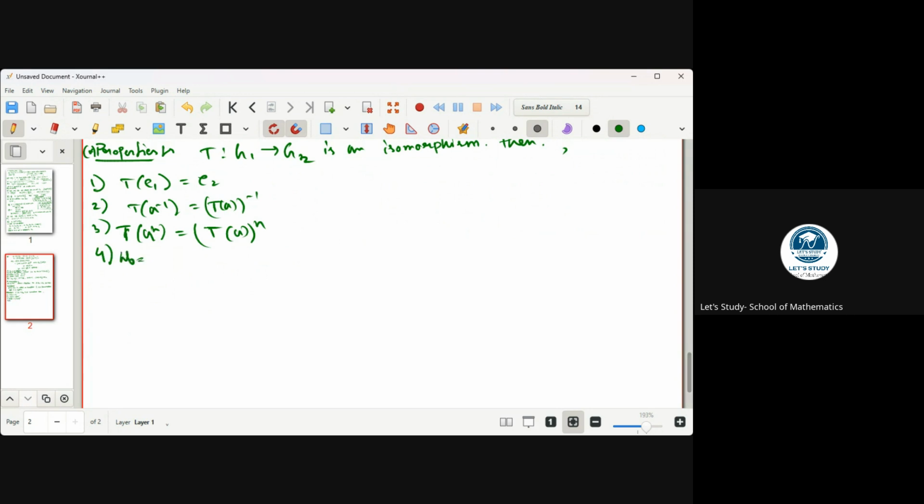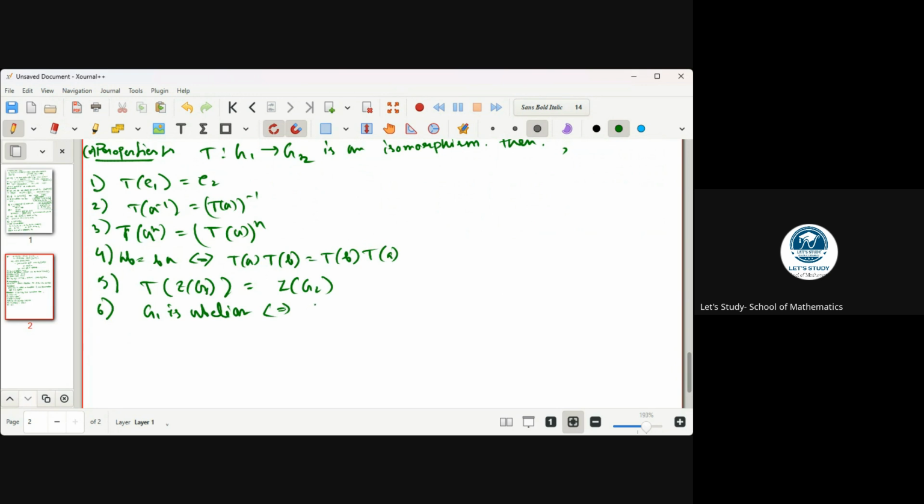ab equals ba if and only if T(a)T(b) equals T(b)T(a). I'm not writing for all b or for all a satisfying this. Then T of Z(G1), the center of G1, equals the center of G2. So there are many consequences. G1 is abelian if and only if G2 is abelian.